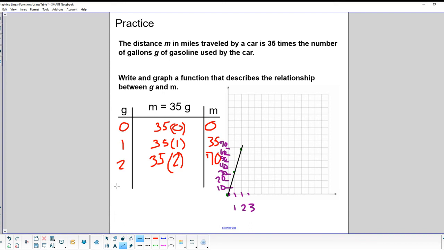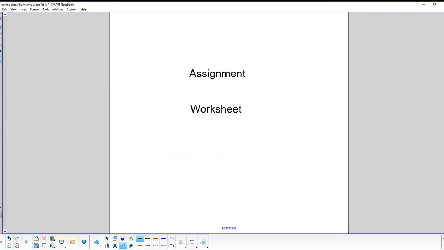So these are pretty straightforward. As you can see, it's easy to write the functions based on the words or the information given, and this should be a fairly straightforward, easy assignment for you, and it is a worksheet today.